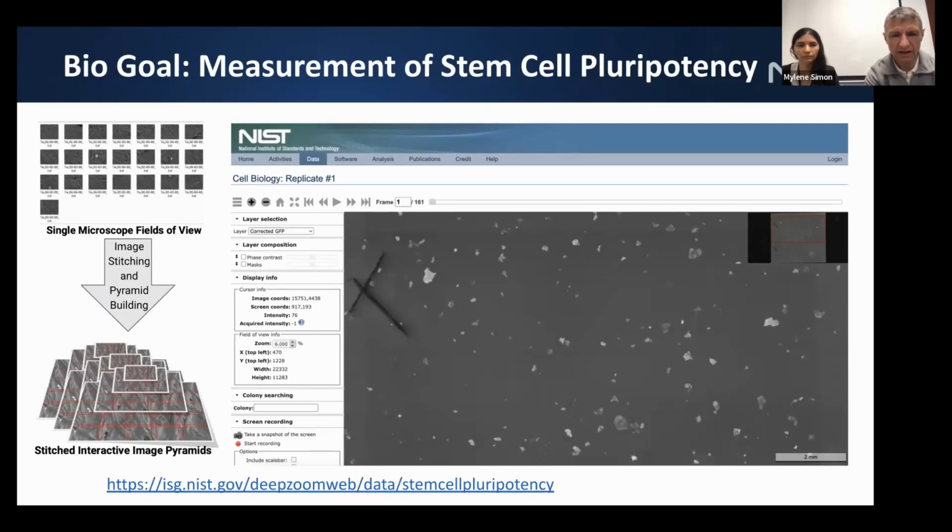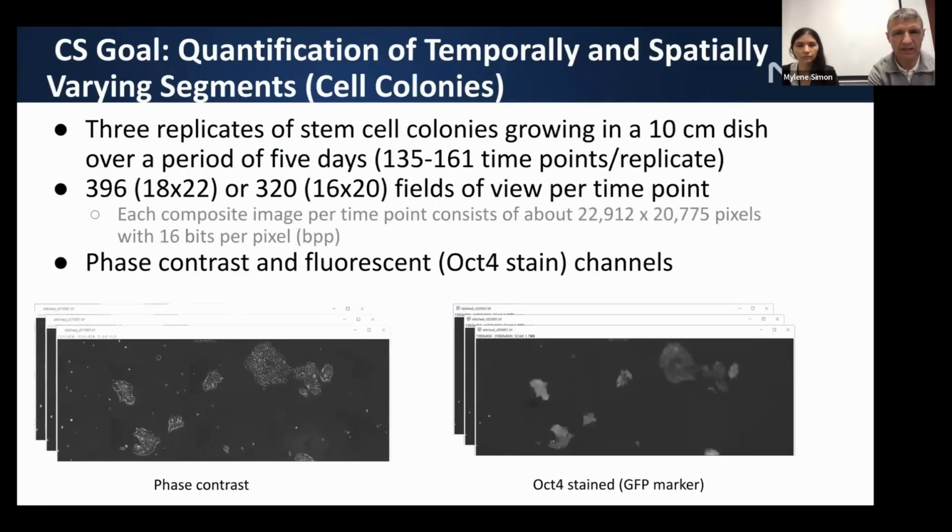In this case, I'm going to show just a live demo of some data that we have processed using WIPP. The challenge is that when you are looking at these data sets, you have, let's say, 3 replicates of stem cell colonies growing in a 10-centimeter dish over a period of 5 days. So you will take about 161 time points per replica. At each replica, because it's a 10-centimeter dish, you will have lots of fields of view that are partially overlapping. And then you have to create a composite image, which is about 22,000 by 20,000 pixels.